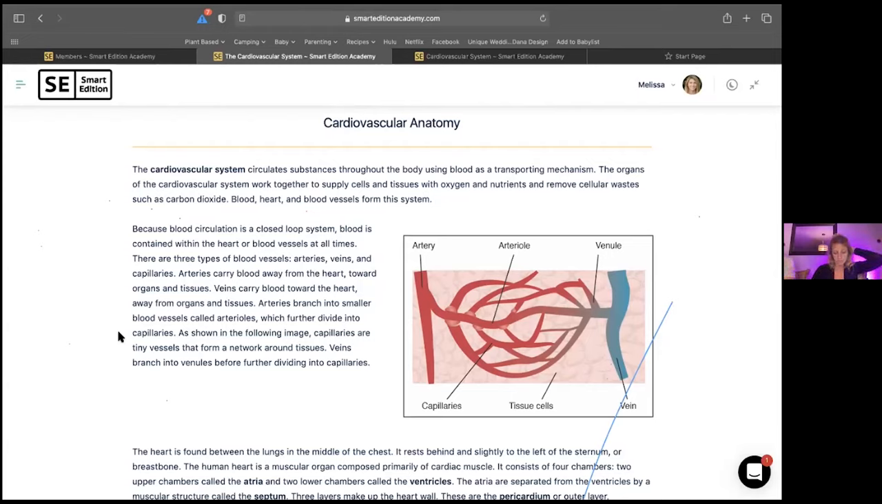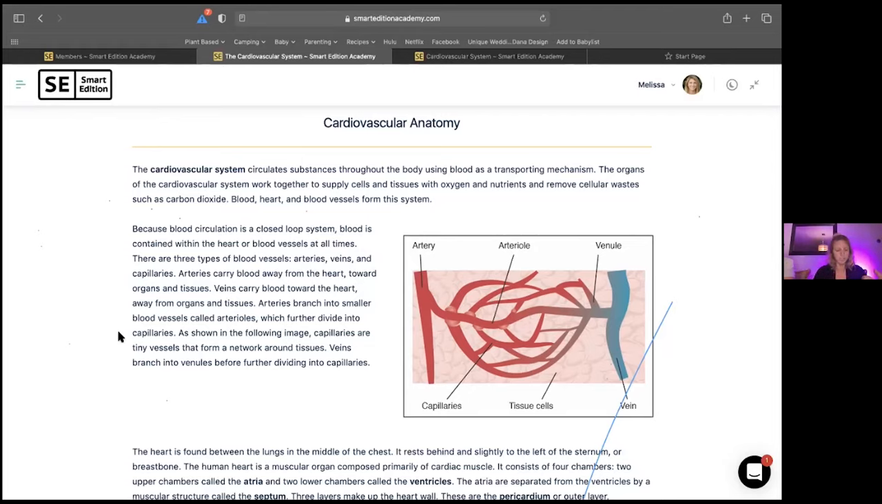Then we have veins. Veins are blood vessels that carry blood back to the heart and away from the organs and tissues. So this is the old blood. They've sucked out all the oxygen. We've got to bring it back to the heart. It's deoxygenated at this time. It's going to come through the superior vena cava and the inferior vena cava, and it's going to pour into that right atrium, getting ready to go to the heart to get oxygen and then back out of the heart. We'll go into that flow in a little bit.